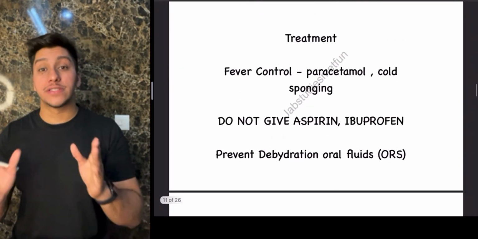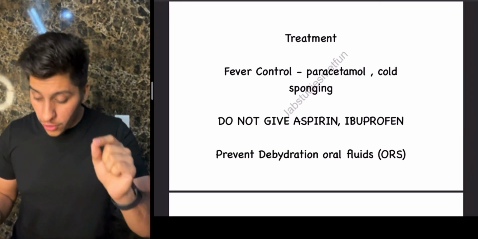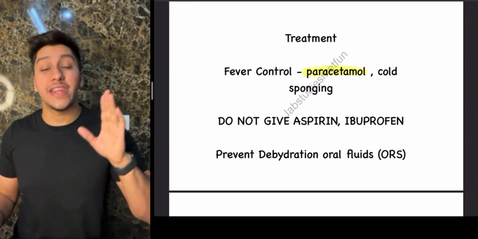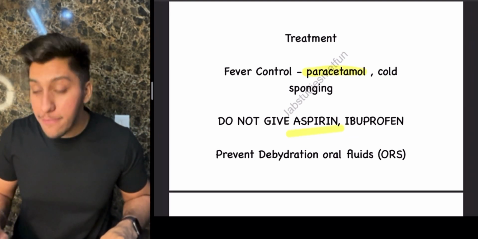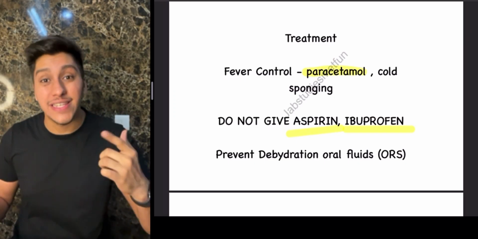Now, what are the treatments? This time I'm going to talk about treatment in dengue without warning signs. First of all, for fever, you only have to give paracetamol. You should not give any other NSAIDs like aspirin or ibuprofen, because they are thromboxane A2 inhibitors. This can further cause increased risk of bleeding.